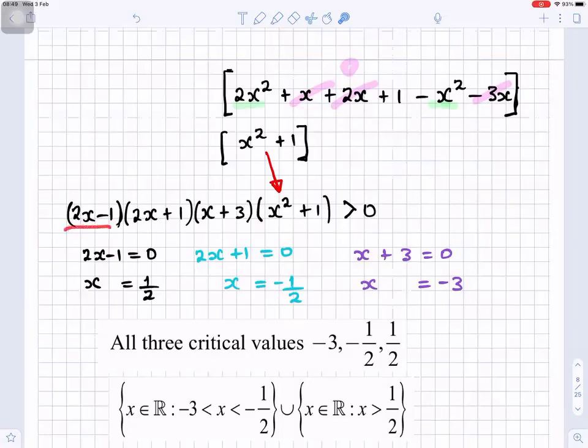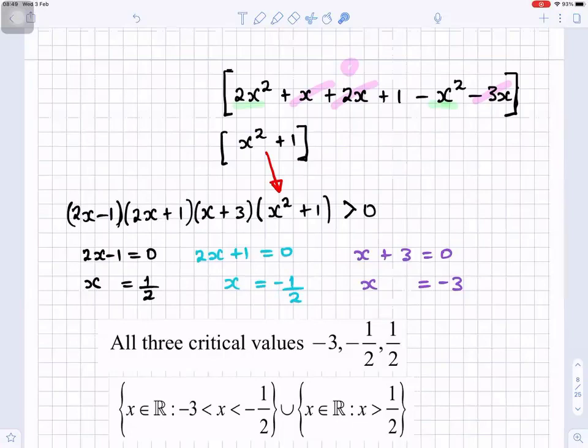So you're left with 2x minus 1, 2x plus 1, x plus 3, x squared plus 1 is greater than 0. If 2x minus 1 is equal to 0, x would be a half. If 2x plus 1 is equal to 0, x would be minus a half. If x plus 3 is equal to 0, x would be minus 3. So a half, minus a half, and minus 3 are your 3 critical values.